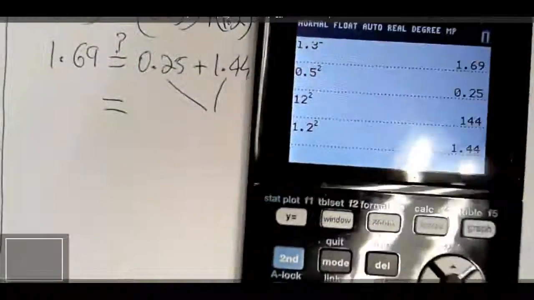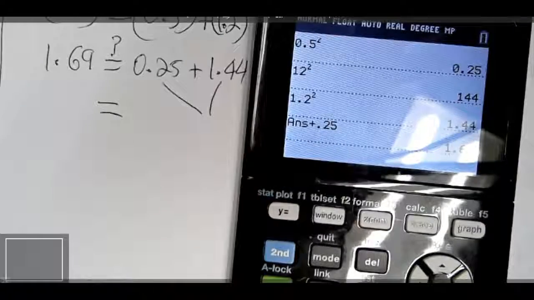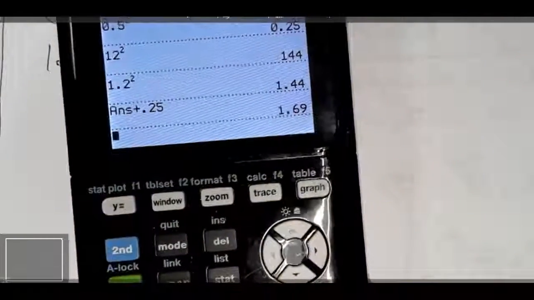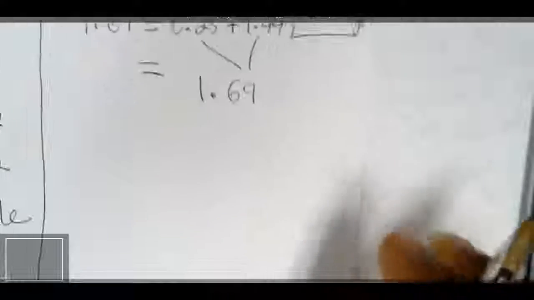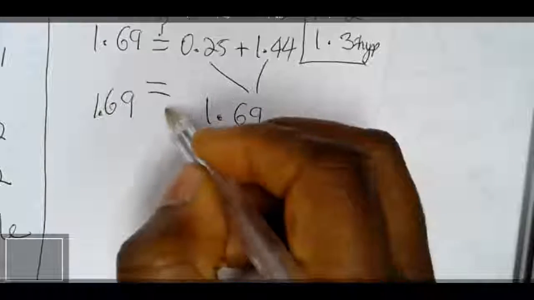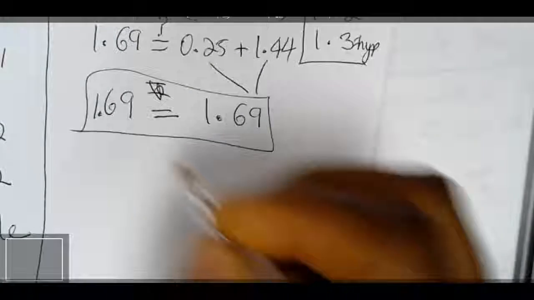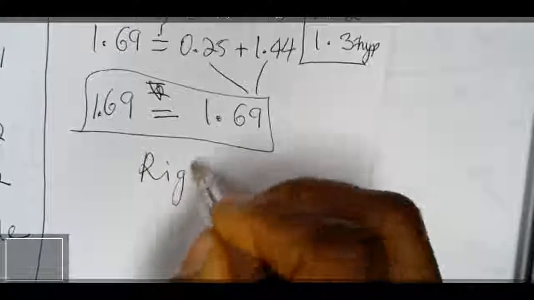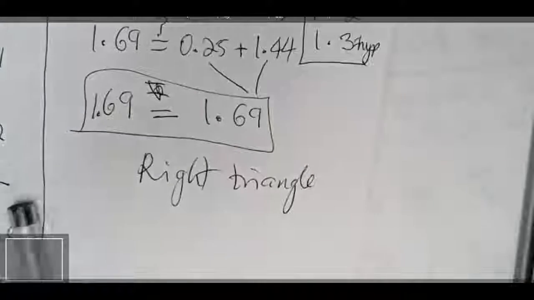And then we add the right together. So 1.44 plus 0.25 gives us 1.69. And we have 1.69 on the left side, so they equal. If they equal, then it is a right triangle. Done.